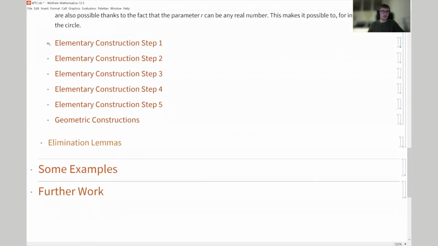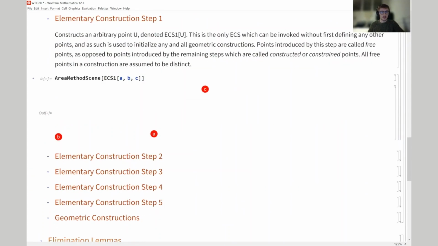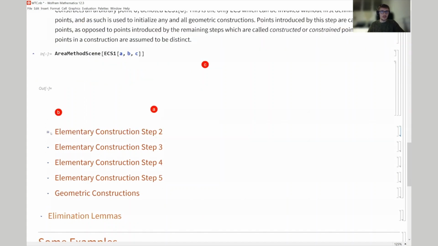And the 5 elementary construction steps are quite elementary. The first one just introduces a point into the construction. And here I will just mention that the area method scene function just generates a random instance of a construction provided as an argument. Points introduced by the first construction step are called free points. And the points introduced by other construction steps are called constructed or constrained points. And I will use these names throughout the rest of this talk.